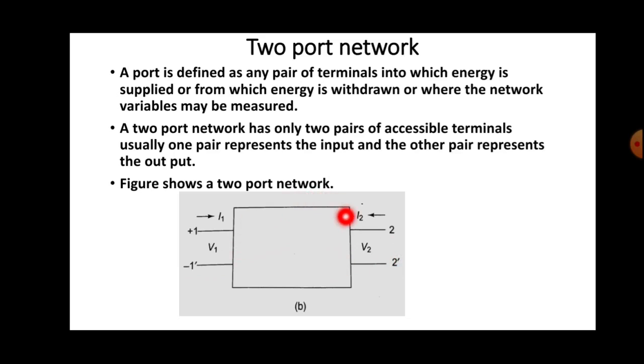So this represents a two-port network, and here the variables are marked as V1 is the input voltage, I1 is the input current, V2 is the output voltage, and I2 is the output current. Suppose we are giving input to this, then it will act as an input terminal. If we are taking output from this terminal, then it will act as an output terminal. That is why I am saying it is an output voltage and output current.